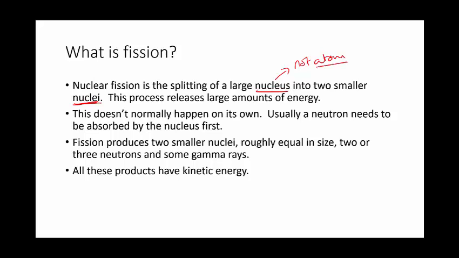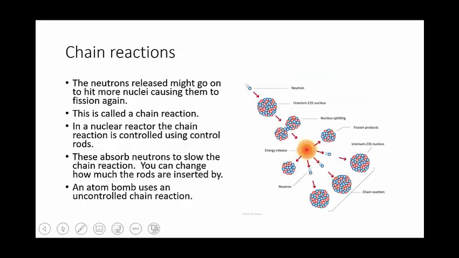Usually what happens is we need to put an extra neutron into the nucleus, and then that causes it to decay into two smaller nuclei, which are roughly equal in size, and then 2 or 3 neutrons and some gamma rays are produced as energy, and they've all got kinetic energy.